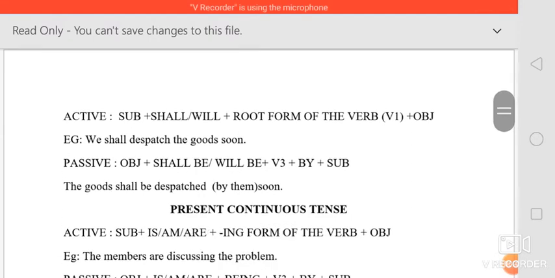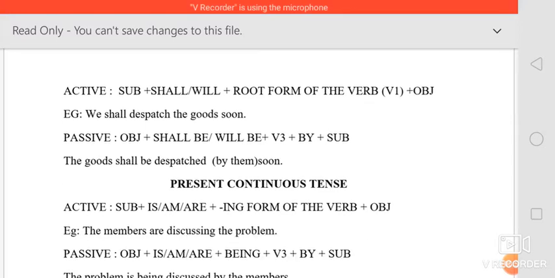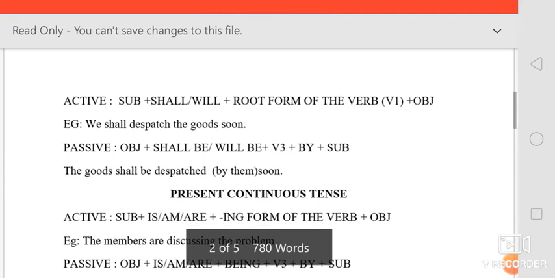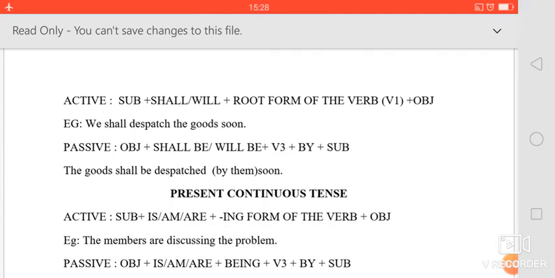The active form of simple future tense is subject, then shall or will plus the root form of the verb plus object. Okay, so you can find the example here. We shall dispatch the goods soon. Now we have to move to the passive form. First you have to write the object, then you have to write shall or will, whichever is right. Accordingly you can select one.